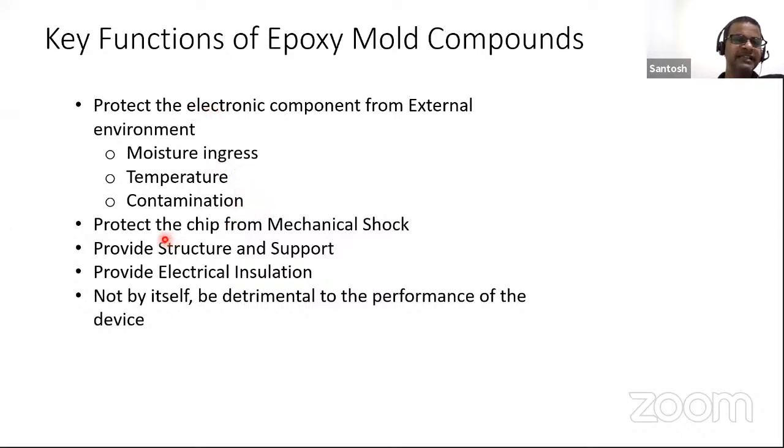Second function is it needs to protect the chip from mechanical shock. You do not want your phone to easily break when you drop it. It also provides structural support, and it provides electrical insulation. And by itself, the mold compound should not be detrimental to the performance of the device. So in addition to providing all these functions, by itself, it should not be detrimental to the functions.